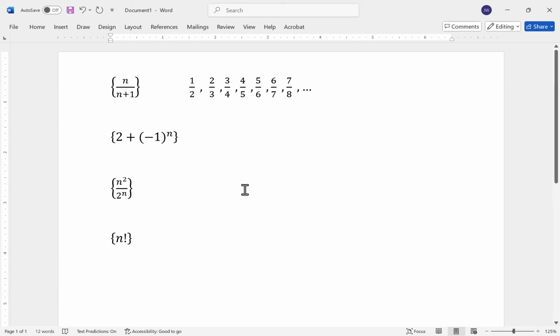In this next example, notice what's going to happen. -1 to the nth power is going to be a -1 when n is 1. So my first term is going to be 2 plus -1. 2 plus -1 is just a 1. My second term, when I square -1, I get a positive 1. Therefore, I get 2 plus positive 1, which is a 3.